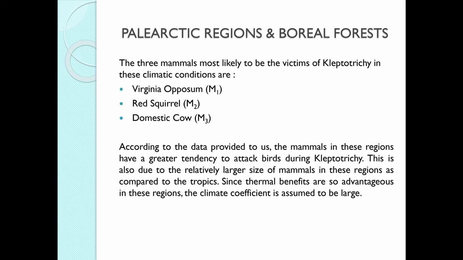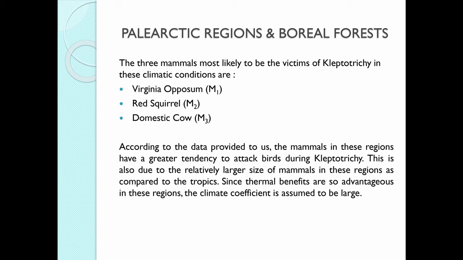Now, we move on to the Palearctic regions and the boreal forests. The 3 mammals most likely to be the victims of kleptotrichia in these climatic conditions are Virginia possum, red squirrel, and domestic cow. They are taken to be M1, M2, and M3 respectively.